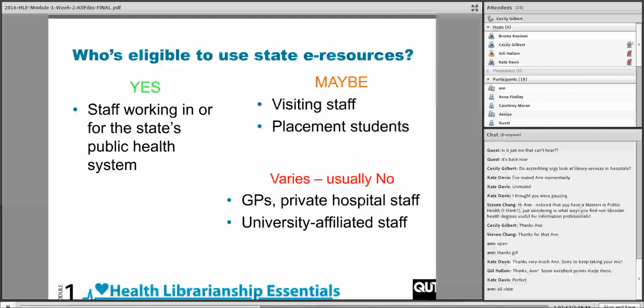Also, university affiliated staff don't automatically gain access. So it can be the situation where there's, for instance, a research laboratory in the hospital setting, but it's staffed by people who are from a university. They have access to what their university affiliation gives them, but they don't have access to the material provided for the hospital staff.